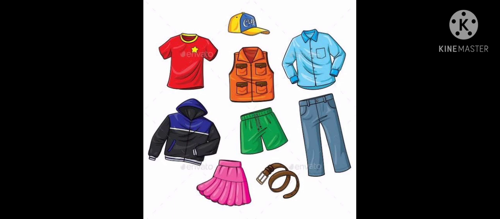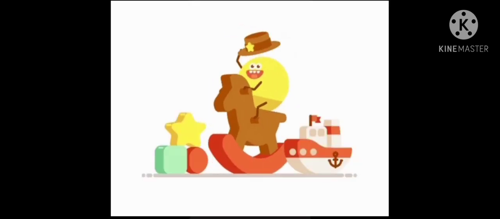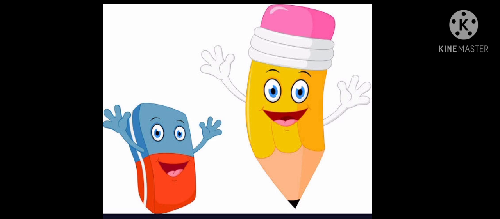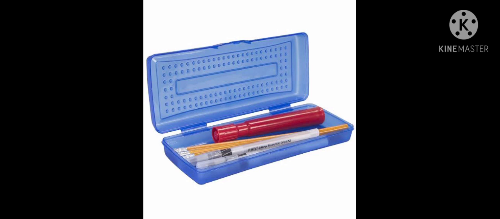Where do you keep your clothes or toys once you have finished playing? You use an almirah or cupboard for storing your clothes and toys to keep them safe. So, the almirah is the storage place for clothes and toys. Similarly, you store pencils, eraser, and sharpener in a pencil box. You carry your books in your school bag.